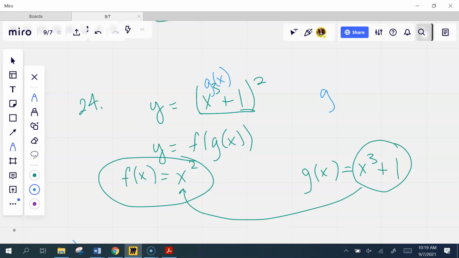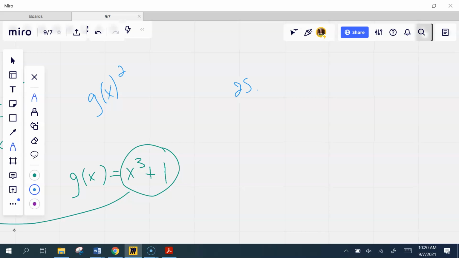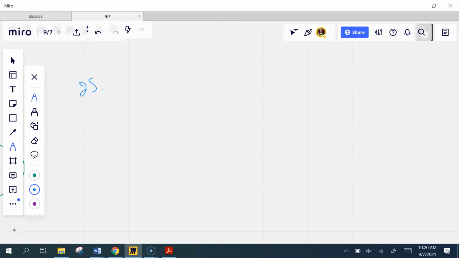And g of x is... Look at 25. Yeah, we are behind. This is an algebra 2 lesson. That's why I gave you a puzzle on it. We're taking it a little bit further. That's why I'm taking all this time to go over this homework.